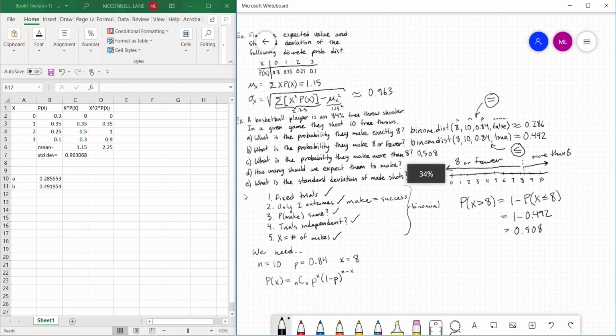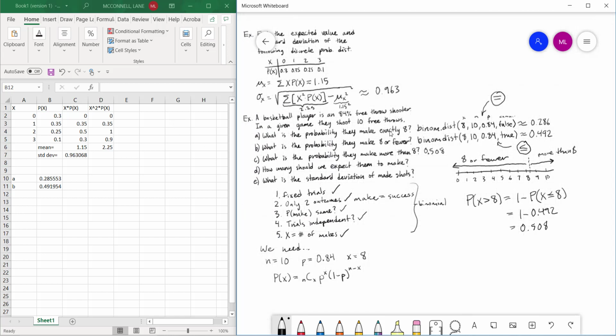So basically, if the question asks what's the probability that x is exactly equal to some value, you will do this with false for whether or not you're using a cumulative distribution. If it asks what's the probability that they make less than or equal to a given number, so 8 or fewer, that is the case where you would use true, that you are using a cumulative distribution. And if it asks for the probability that they make more than a certain number, you're going to have to use the rule of complements along with the cumulative case. So it may help to draw this picture and put them together that way.